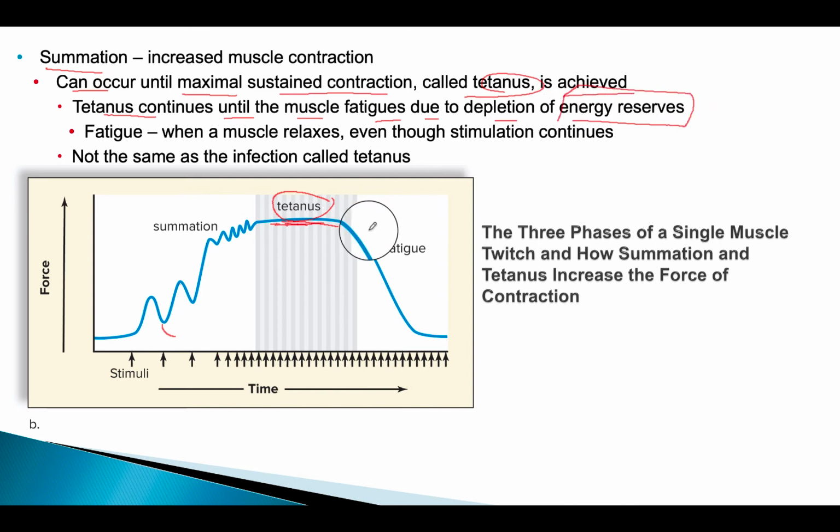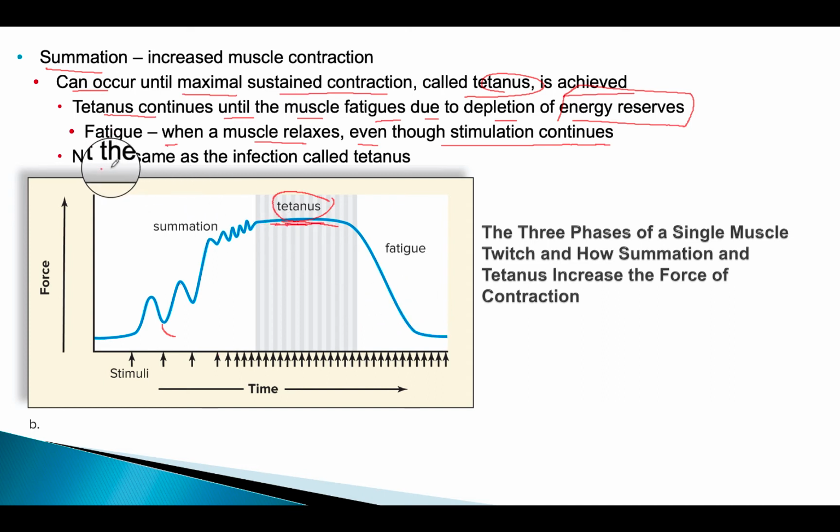So take note, in order for muscle to contract, you need ATP. In order for you to generate ATP, you need glucose, and so on and so forth. So once those are all depleted, the muscle fatigues, and then it's going to go back to its normal resting state. So fatigue is when muscle relaxes even though stimulation continues. So stimulation continues right over here, but the muscle is still going to relax.